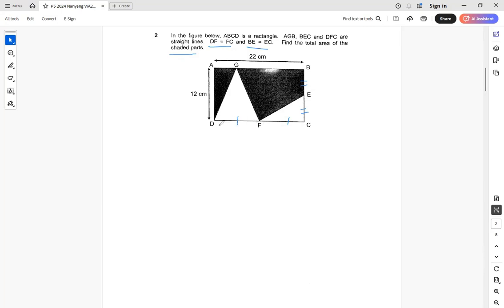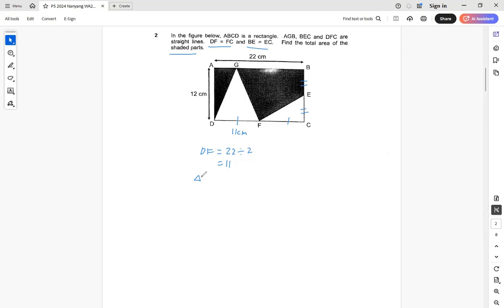So how to find DF? You look at DF and FC, they are equal. So to find DF, we just simply take 22 divided by 2. We will get 11 cm. Okay, so DF, which is the base, is 11 cm. So next, to find the area, we just take half times base times height. This is the base, then the height is 12.